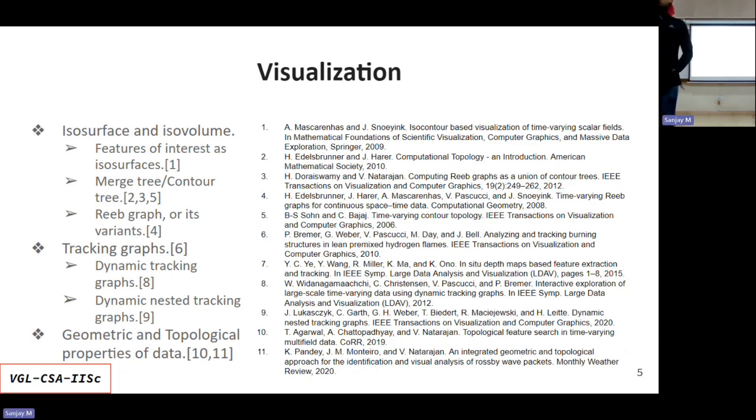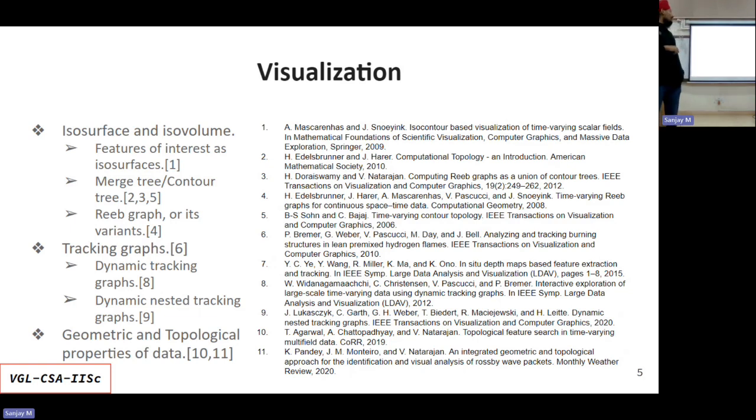Tracking graph is basically, you take either one of these features, merge tree, contour tree, or isosurface or isovolume, and you create a graph in geometry and see how things actually move physically in space over time, or how their shape evolves over time. We also have some specific studies in visualization where they just want to study the geometric features or topological features of a data set.